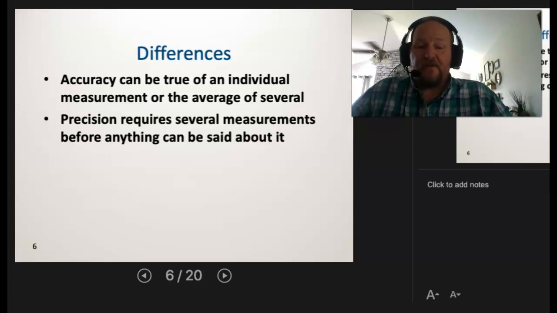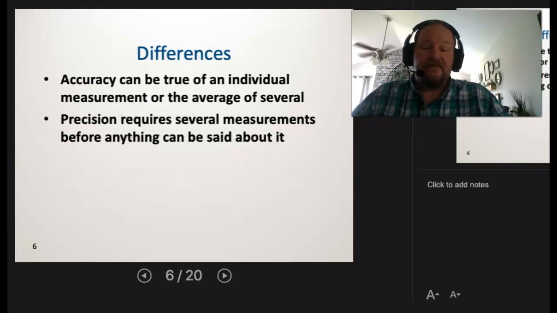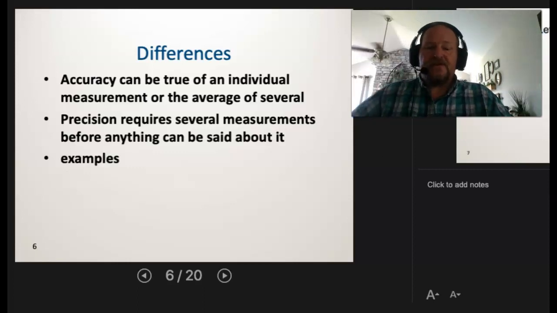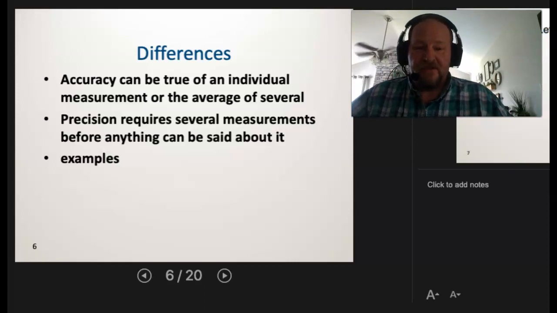Typically, we prefer three or more, but you need at least two so that we can say, yes, it's precise, or no, it's not. Either we're getting the same value each time we use that tool, or we're getting different values every time we use that tool. So you're going to need to have an example of your own.